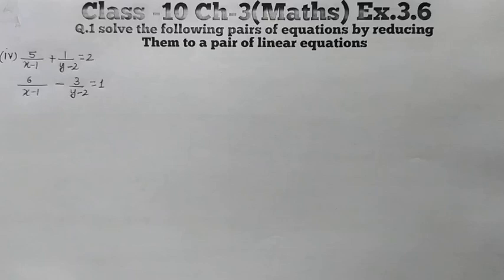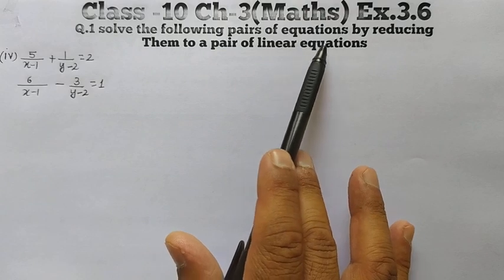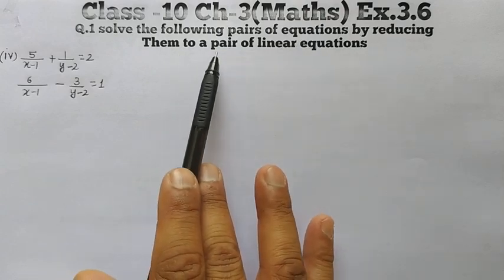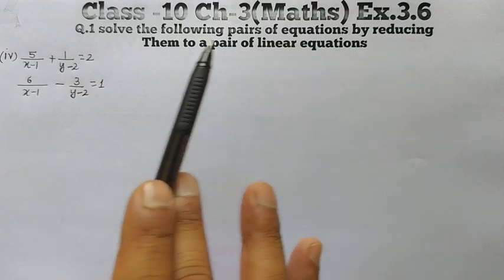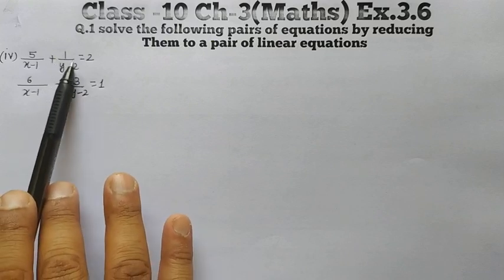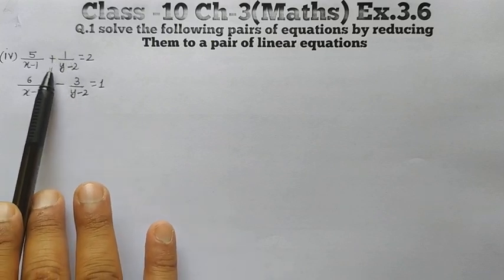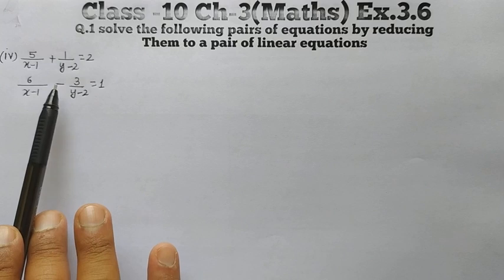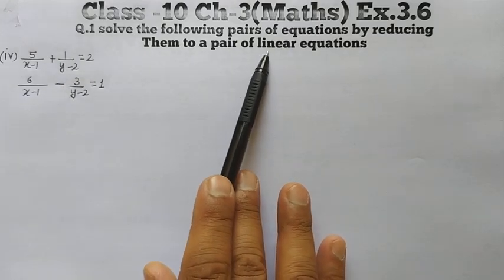Students, let's solve this question. The question is, solve the following pairs of equations by reducing them to a pair of linear equations. So this pair of equations is given. First of all, we will change this pair of equations into a pair of linear equations.